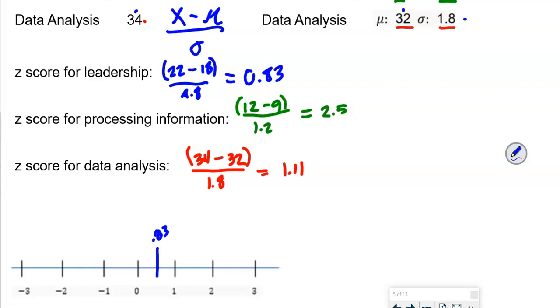0.83. Okay, and that was leadership. Then we have our 2.5, which would be right over here. So 2.5 was what? Processing information. And then in the middle, we had our score for data analysis. So that's like at 1.11. So that's data analysis.